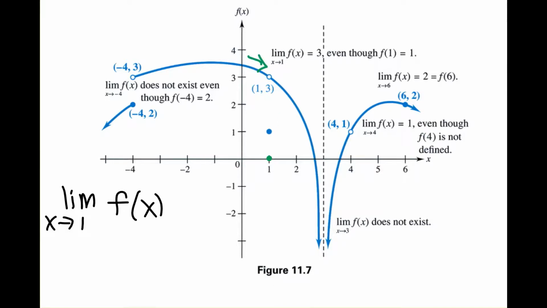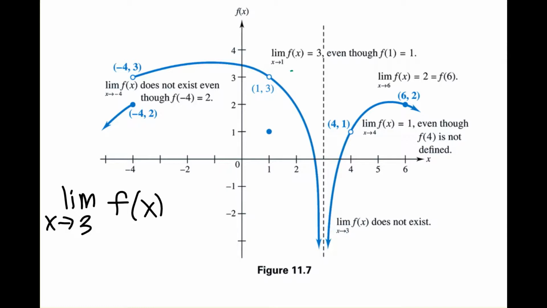So as we approach 1 from the left, the function values approach 3. And as we approach 1 from the right, the function values also approach 3. So we would say that the limit as x approaches 1 of f of x is 3. Here, the function value at 1 was 1, but the limit was 3. So remember, what's happening at the point is not the same as what's happening around the point.